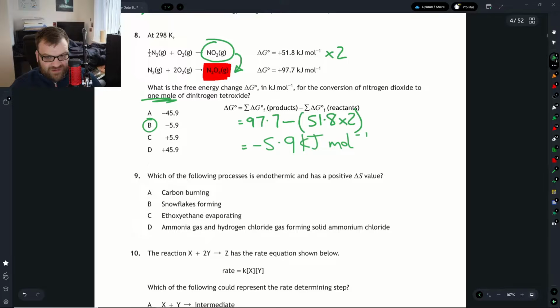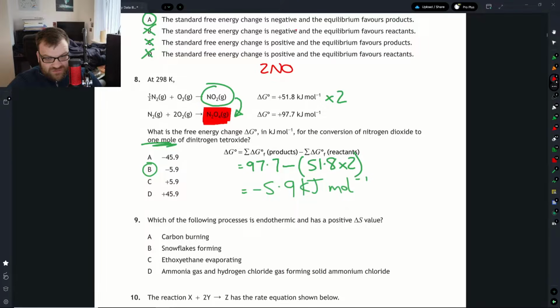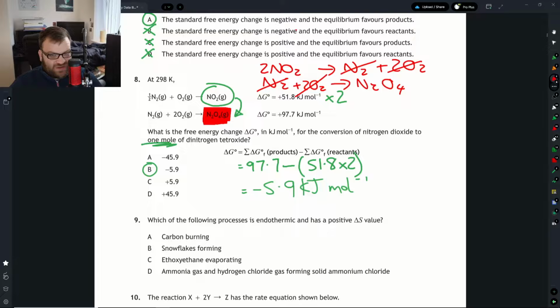Show you how they combine. Let me do it at the top. We're going to have 2 nitrogen dioxide goes into N2 plus 2 O2. You would then have N2 plus 2 O2s goes to N2O4. Nitrogens will cancel out, the oxygens will cancel out. We've got our conversion that's happening, and we get our answer of B for that question.